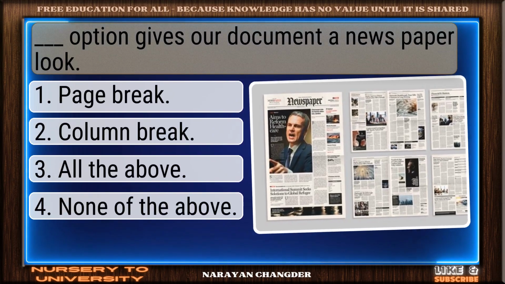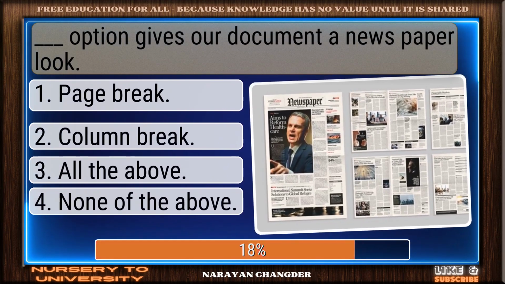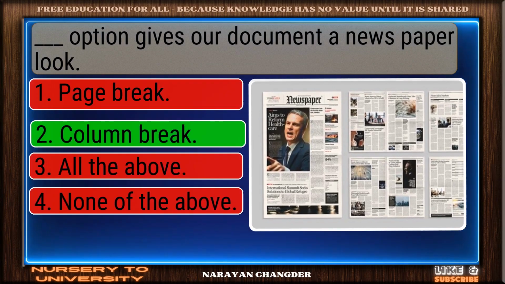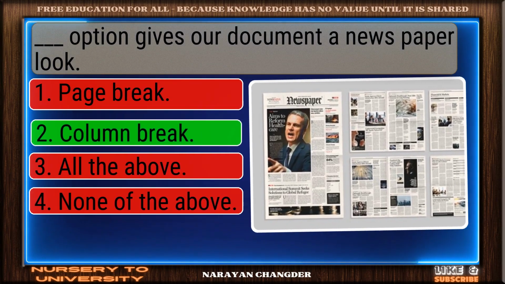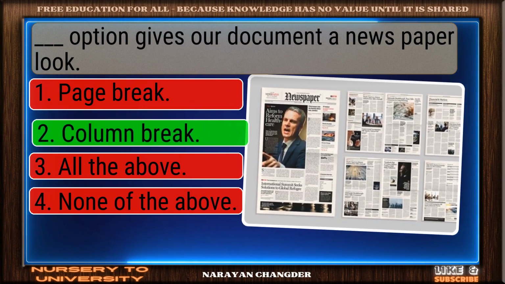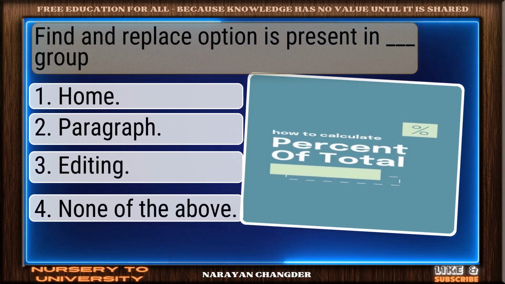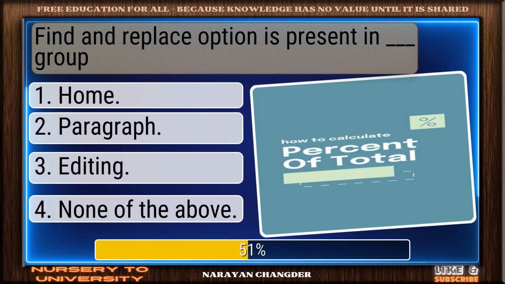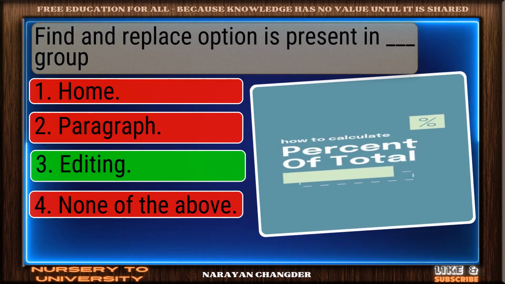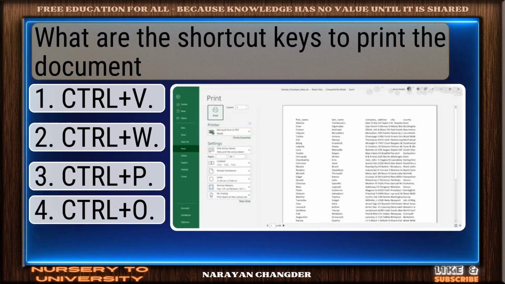Dash option gives our document a newspaper look. Clear logic. Your choice column break is sound and 100% true. Find and replace option is present in Dash group. You chose editing, and it is correct.